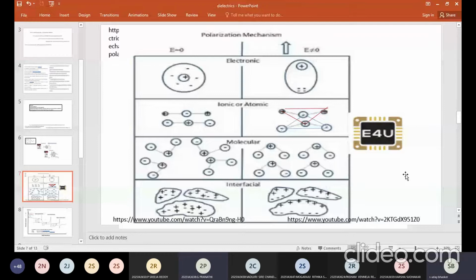You people are not happy with my answer, but I don't have any other go. What is this polarization called? Orientational polarization. That is why I had to use that word.